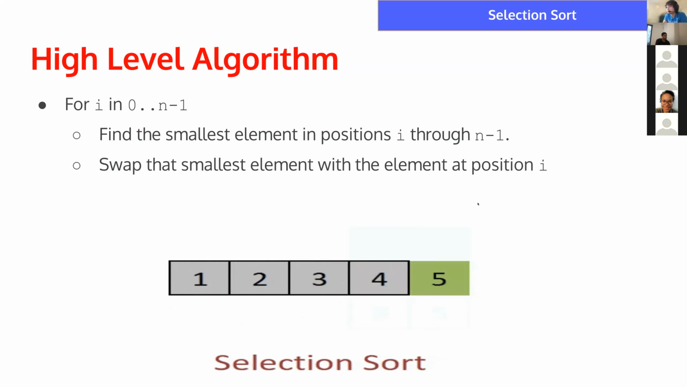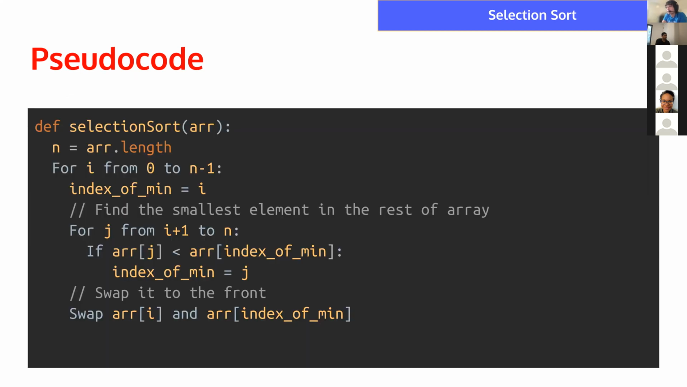So we have some pseudocode here, and this is basically what we saw there. We iterate with our loop variable I, going from 0 to the length of the array.